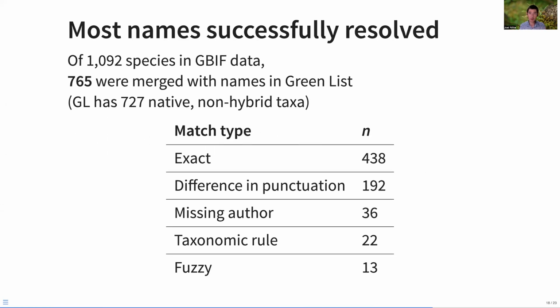So most names in the GBIF data were successfully resolved. Of 1,092 species in the GBIF data, 765 were successfully merged with names in the green list. And this table is a summary of the ways that those names were matched. Okay. Now, you may be wondering, well, what about the other 300 names? Well, as it turns out, the actual total number of non-hybrid native fern taxa in Japan is around 700. So I think that those extra 300 names, many of them might have been artifacts in GBIF, perhaps non-native species or incorrect records that shouldn't have been there.